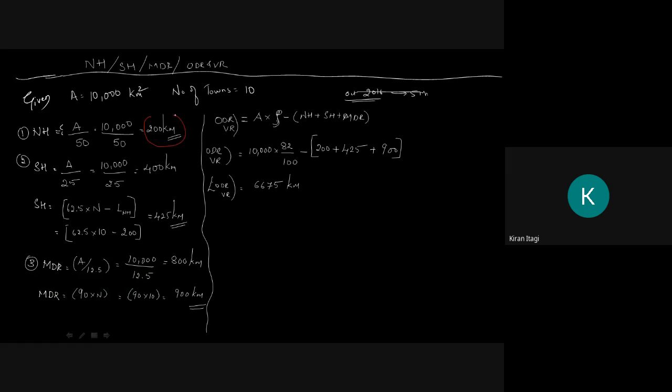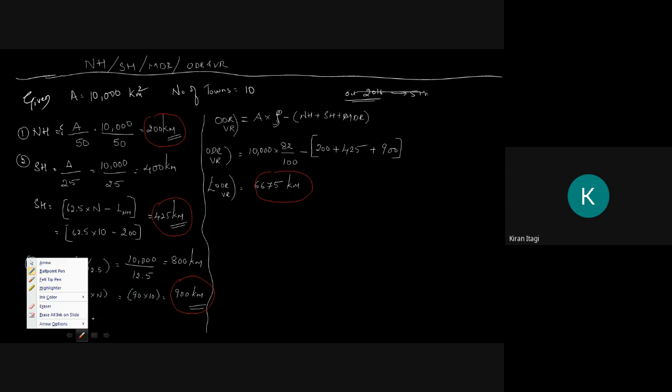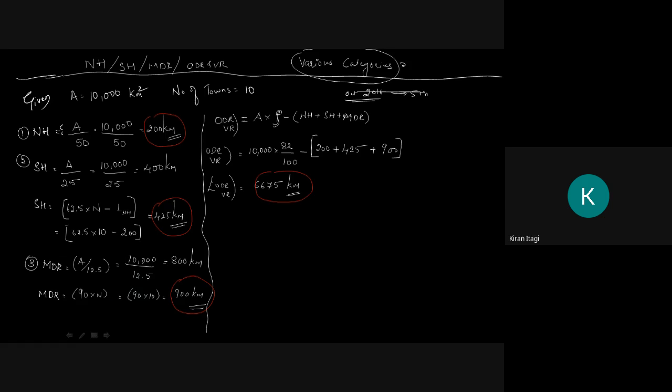So we have got the length of national highway, length of state highway, length of major district road, and length of other district roads and village roads. Now, in the question, he says to determine the length of various categories under the third 20-year road plan.